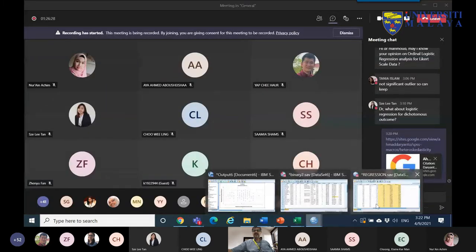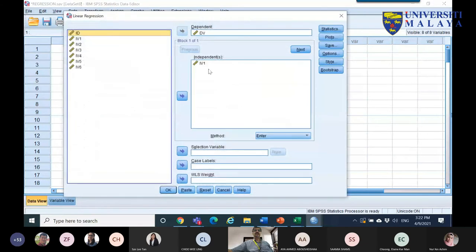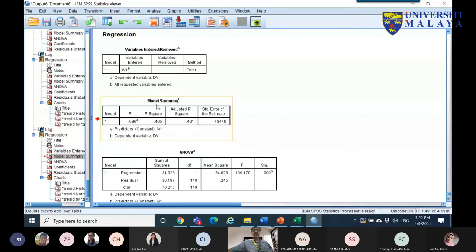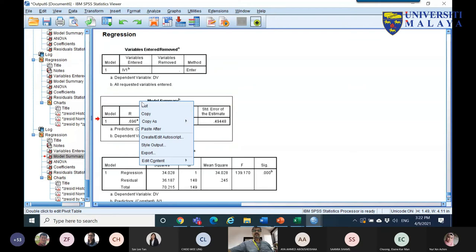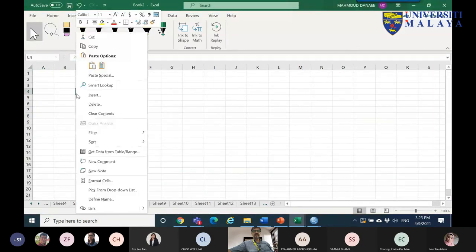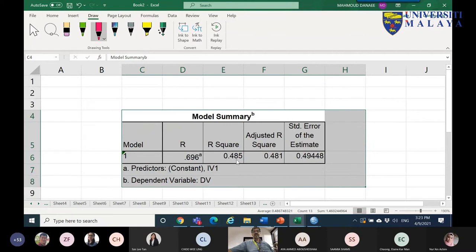Okay, back to result of the regression analysis. Let me remove this one. Now, when you run the model, first of all, the first table shows the model summary. What does it mean? This model summary indicates how much of the variance... this is R square. The R square is called the coefficient of determination.